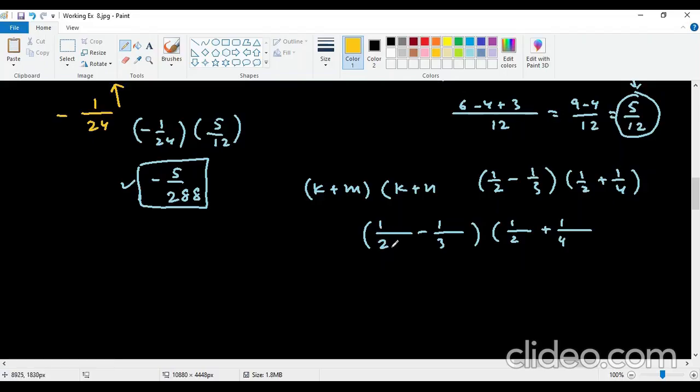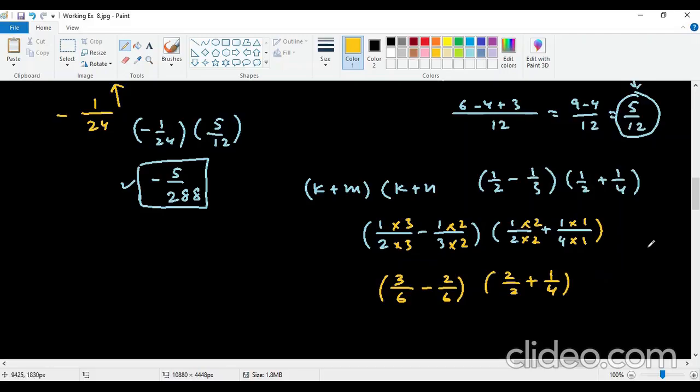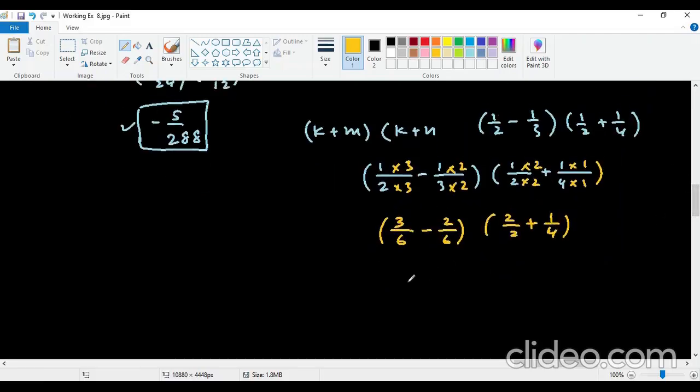Now I need to make the denominators equal. So 2 times 3 is 6 and 3 times 2 is also 6. 2 times 2 is 4 and 4 times 1 is 4, to make the denominators equal. Multiply this one by the same number, multiply this also by the same number, multiplying this by 2 and this by 1. So I will get ultimately 3 over 6 minus 2 over 6 within the bracket, and this is going to give us 2 over 2 plus 1 over 4. Now this is the value of the denominator, mind it. I will write 6 once only.